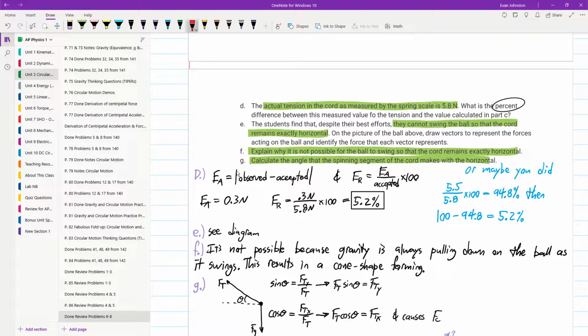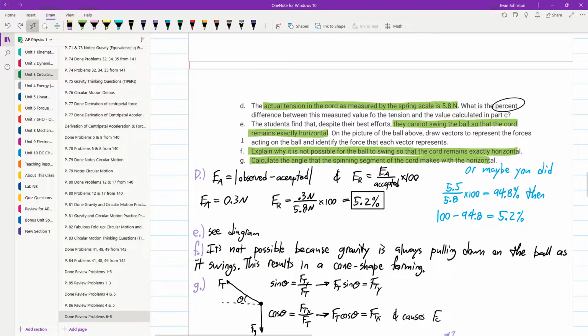And so we end up getting a 5.2% difference. Maybe you weren't a fan of doing it this way. You could have just taken the ratio of them and multiplied by 100. So the 5.5 newtons we expected over the 5.8 that we actually got, times 100, and you find that 5.5 is 94.8% of 5.8. Then the difference out of 100 gives us the same 5.2. So there is a second way that's maybe a little more commonsensical.